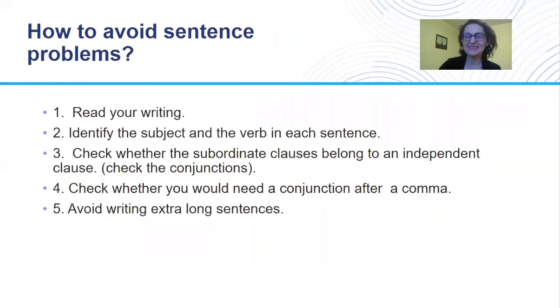So again, how can we avoid all of these mistakes? As I mentioned before, please read what you have written. Try to identify the subject and the verb in each sentence. Check whether the subordinate clauses belong to the independent clauses, and never let them stand alone, because then they are fragments. Check whether you would need a conjunction after a comma, and please avoid writing very, very long sentences, because nobody will understand you.